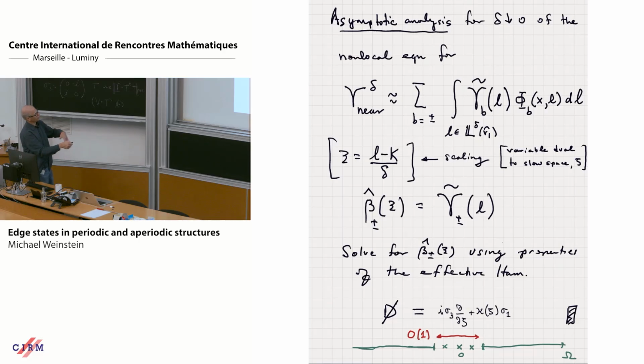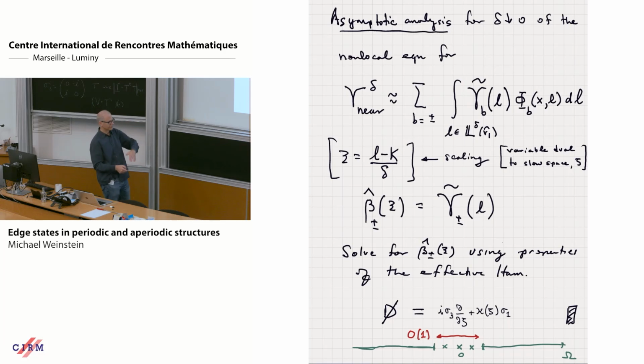I won't go into the detail, there's some scaling, but in the scaled limit, what happens is that the effective Dirac operator arises, and you could use the properties of the effective Dirac operator to solve this asymptotic equation, and then you could reverse the process.